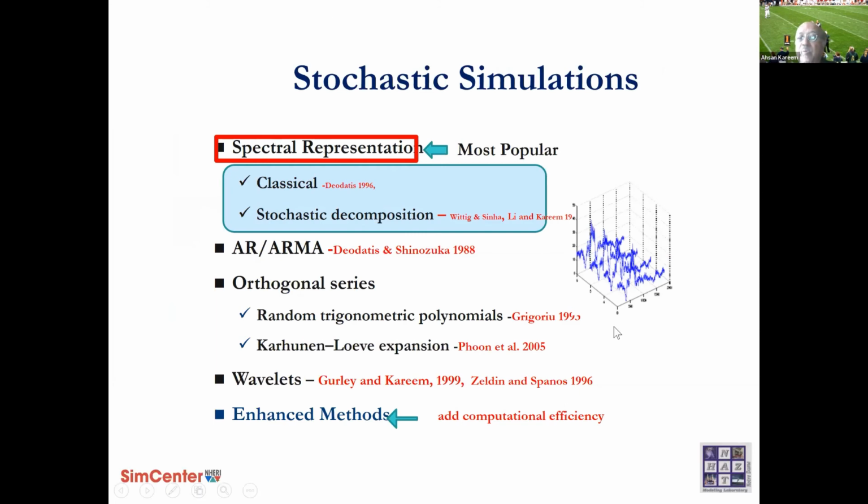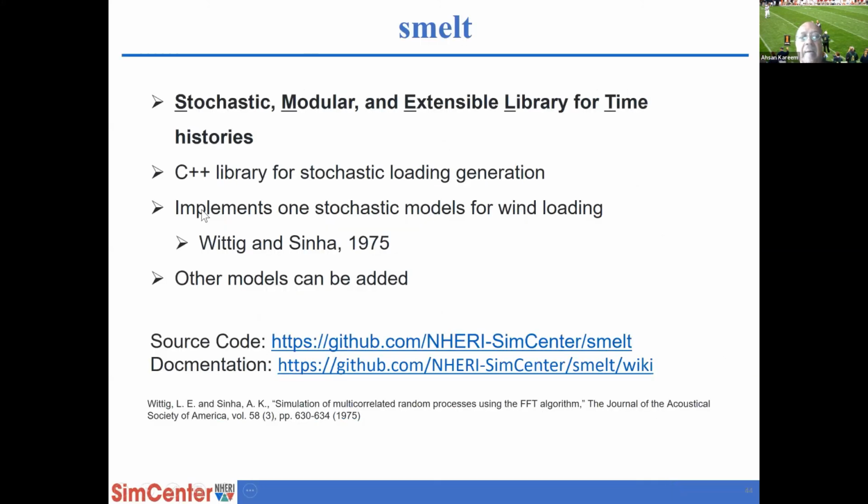But once we come to thunderstorm downbursts, we have to use more wavelet-based or evolutionary spectra-based methods. And there are a lot of papers coming out on enhanced methods that add computational efficiency. What we have done is we have started capturing that in this particular library. It is a stochastic, modular, and extensible library.